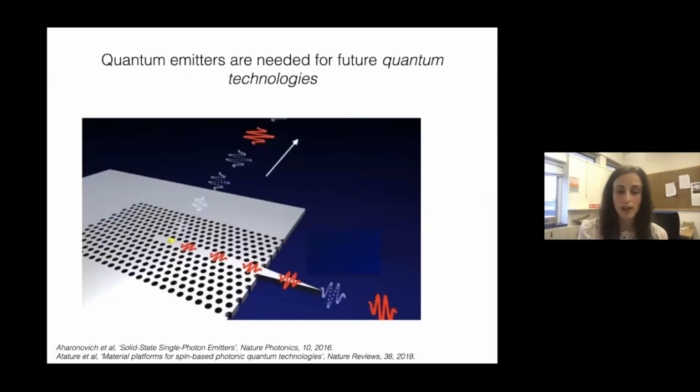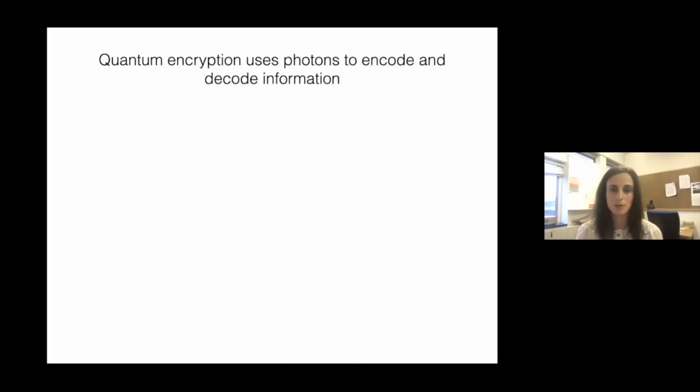Well, it turns out that quantum technologies that are emerging at the moment require materials that are quantum emitters, or that can emit single photons over time that are well separated from one another and identical. And the types of quantum technologies I'm talking about are quantum communication, where single photons are used to send information, or quantum encryption, where photons are used to encode and decode information. And quantum encryption is a good example, actually, to explain how photons can be used for these types of technologies.